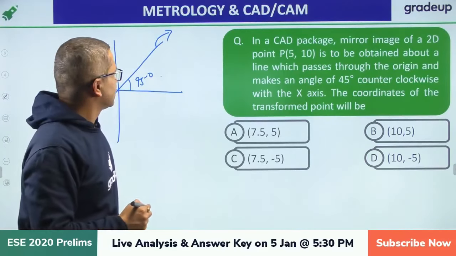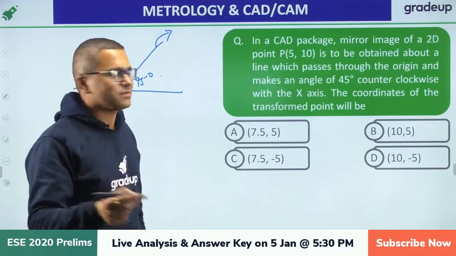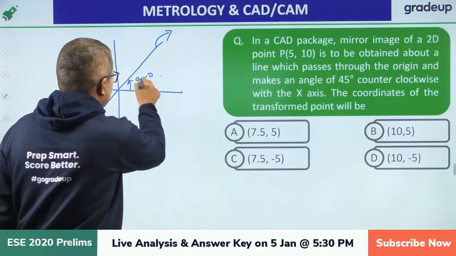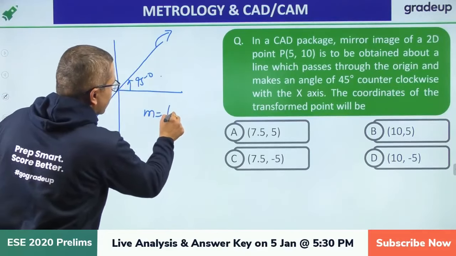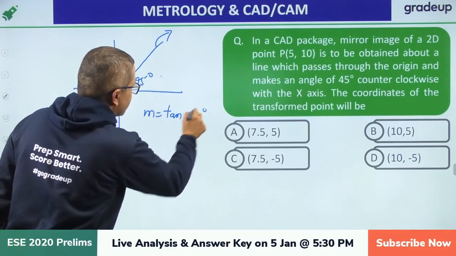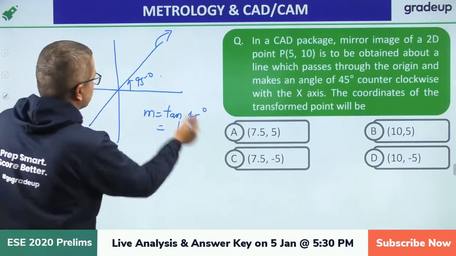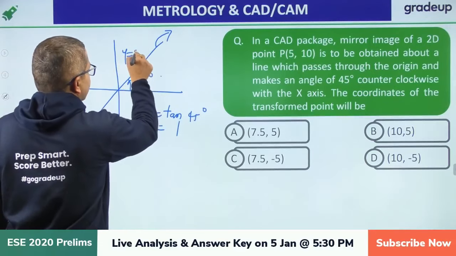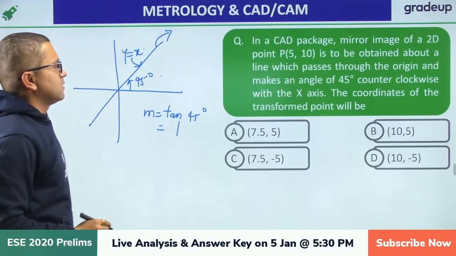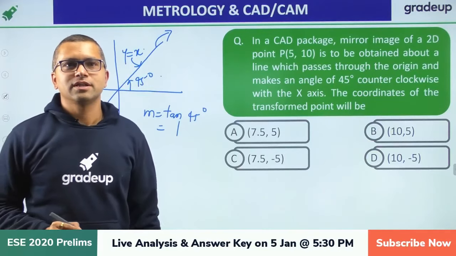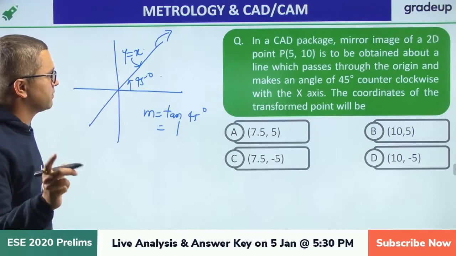What is the equation of this line? X equal to y. Yes, Vineet, you are right, because the slope is nothing but tan 45 degrees, that equals 1. So this is the y equal to x line. I hope I'm clear. Aditya, Vikas, I'm very happy that you're following it up.